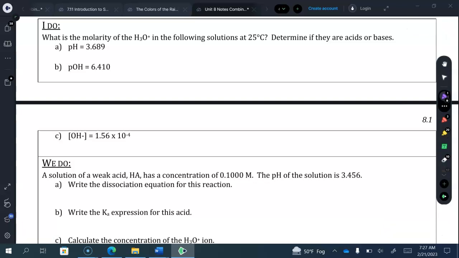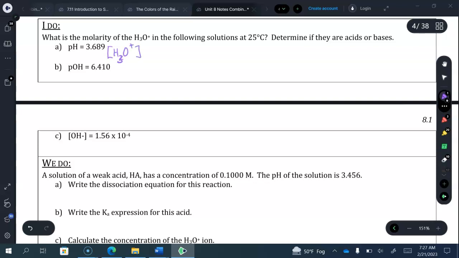What is the molarity of the hydronium ion concentration in the following solutions at 25 degrees Celsius? Determine if they are acids or bases. For this one, the pH is 3.689. If we look at the equations provided on the equation sheet, to find the hydrogen or hydronium ion concentration, we would take 10 to the negative pH value. When we substitute in for the pH, this is 10 to the negative 3.689.